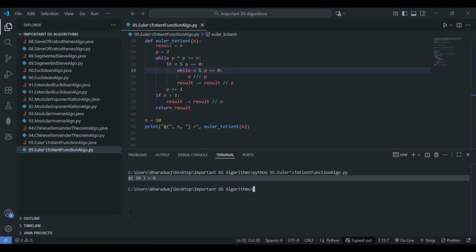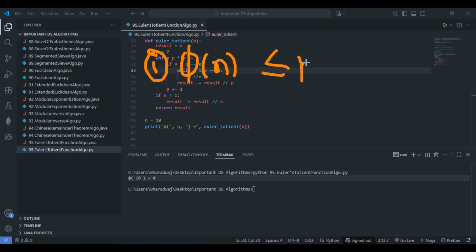Now let's do one thing. As we have a complete idea of the Euler's totient function algorithm, let me summarize whatever we have learned so far. We have to know these 4 to 5 points. These are very important, just try to listen. Euler's totient function, represented by totient of n, counts the integers less than or equal to n that are co-prime to n.